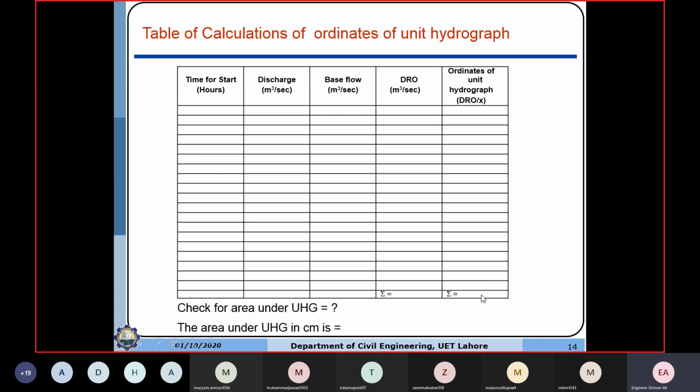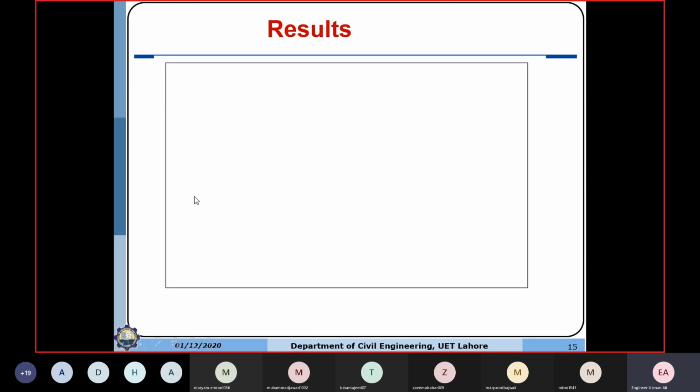You have to again sum the ordinates of the unit hydrograph, multiply with delta T 6 hour, multiply by 3600, that will be the volume of the unit hydrograph, divided by the area of the watershed. So that should be again 1 centimeter. That is the check for it. Then you will comment on the results. What is the peak of the unit hydrograph you have obtained? What is the x value you have obtained? Effective precipitation. What is the check for the unit hydrograph? Is it okay or not? So these things you have to write as the result, and then accordingly comment on the results.